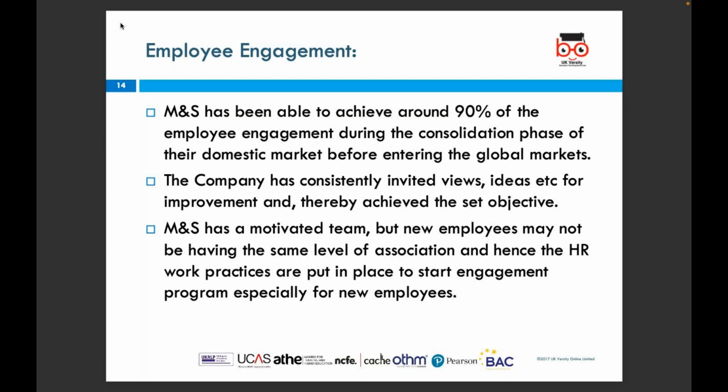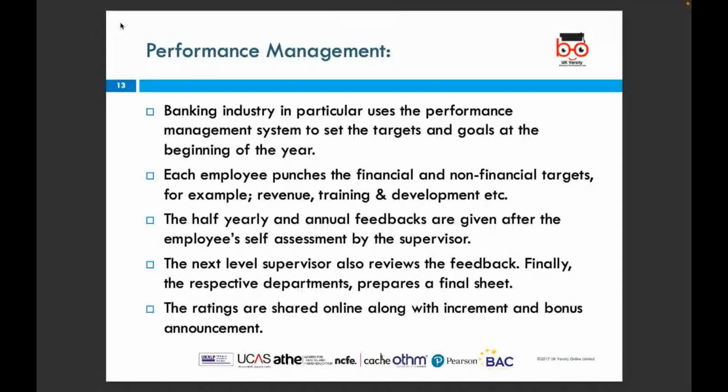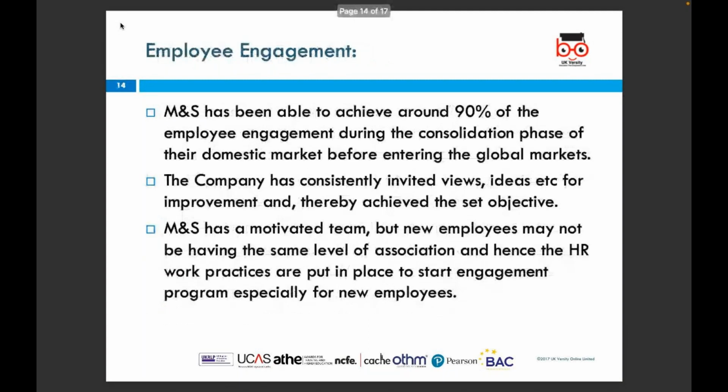He was talking about revenue, training, and development, right? So employee engagement. Again, he's talking about Marks and Spencer being able to achieve around 90% employee engagement during the consolidation phase of their domestic market before entering the global market. Consolidation phase is basically when competitors merge with one another, and you just compete with others.